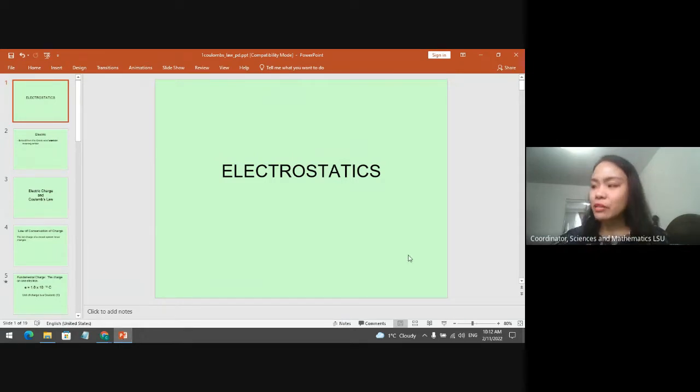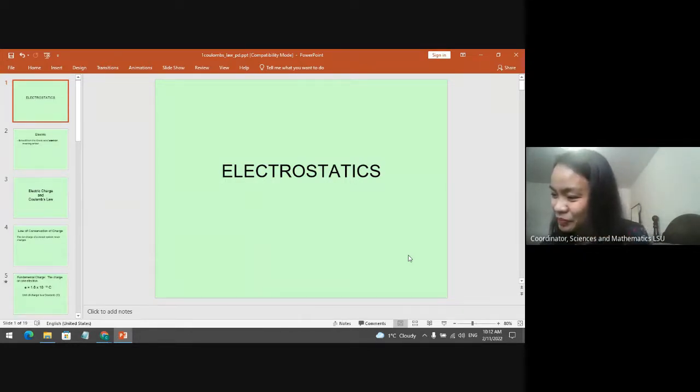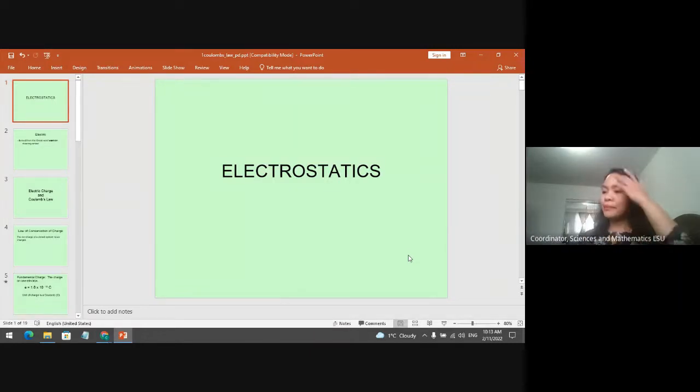Can you see my screen? Yeah, of course you have to see my screen. Sorry. Wait for a while. I will check if my screen is there already. What is happening? Okay. Yeah, it's there. All right.